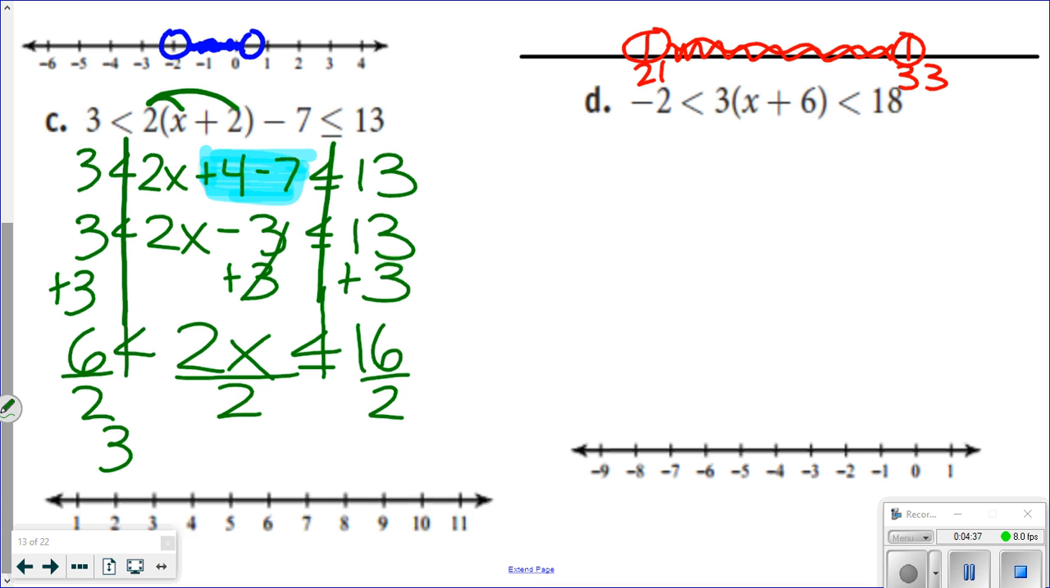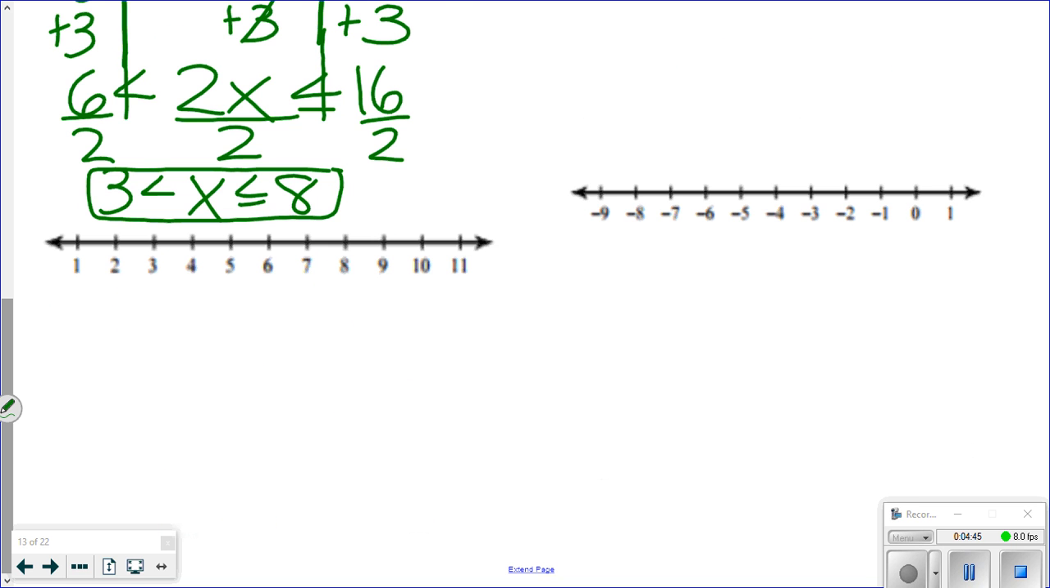So I get 3 is less than x, less than or equal to 8, and I'm going to box in my final answer. Open circle at 3, closed or filled circle at 8. X is greater than 3 and x is less than or equal to 8, so we're going to shade in between to connect those 2 points.